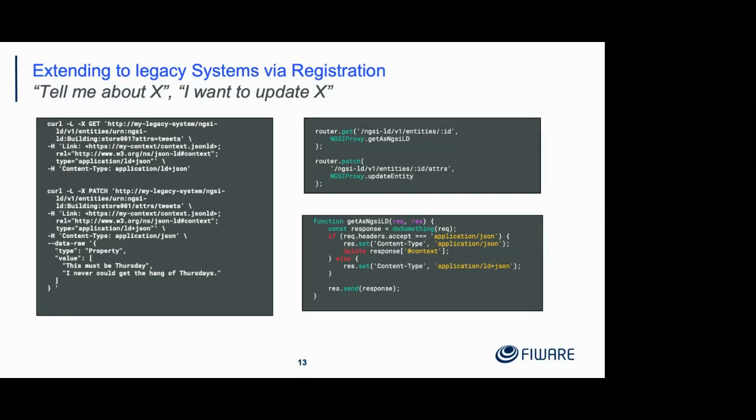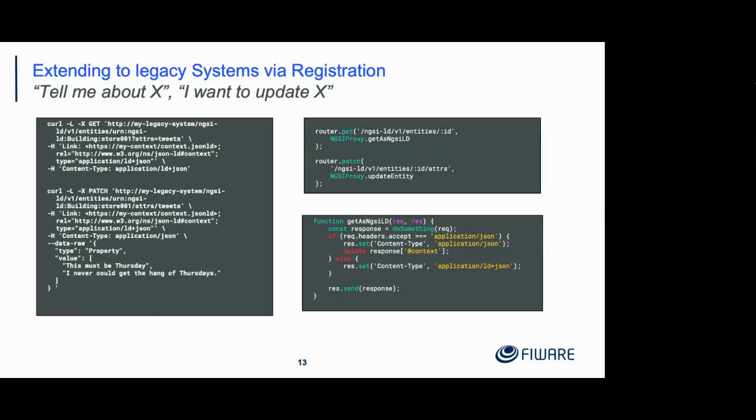You can see that the legacy system URL, both the patch and get in this particular case, tell me about X or update X, is a well-defined NGSI-LD call. The way that NGSI-LD deals with registrations means that there is little difference between directly doing a get on a context broker or indirectly doing a get on a context broker. So if I'm registered to say, oh, this attribute, this tweets attribute, comes from elsewhere, I will go through this third-party system.